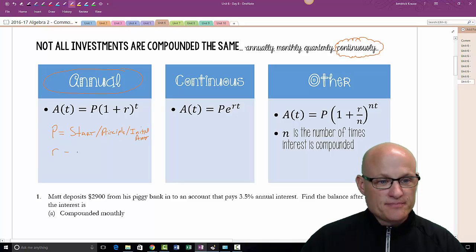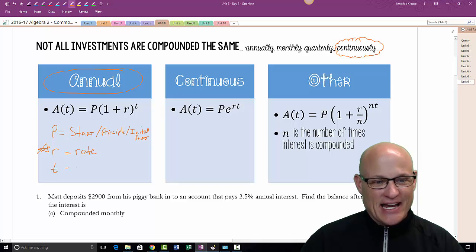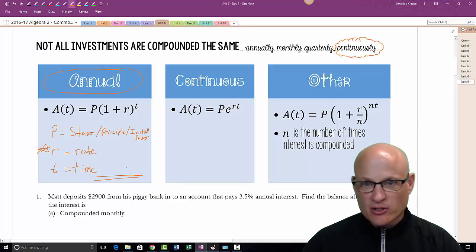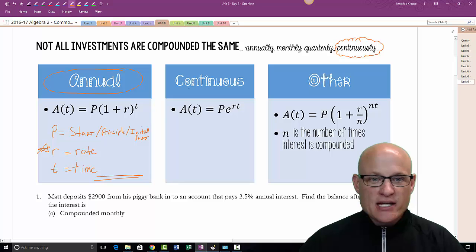R is your rate. Be careful with that. This is the big one. This is where people make a lot of mistakes. And T is time, of course. Be careful of times. Are you talking about minutes? Are you talking hours? Are you talking years? What are we talking about?